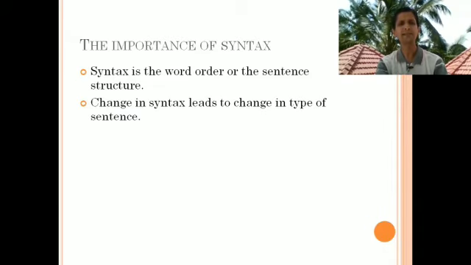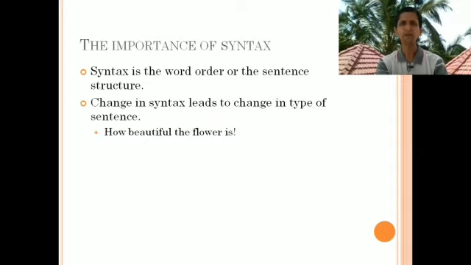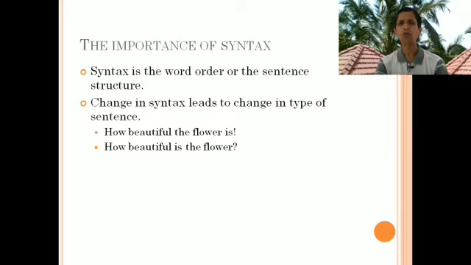For example, these 4 kinds of sentences that we discussed, exclamatory sentence, interrogative sentence, imperative sentence, or a plain statement, are all decided by the kind of structure that we use in these sentences. Let us look at 2 sentences. How beautiful the flower is and how beautiful is the flower. The words are the same in these 2 sentences. The structure is different. The change in structure makes the first sentence an exclamatory sentence and the second one a question.